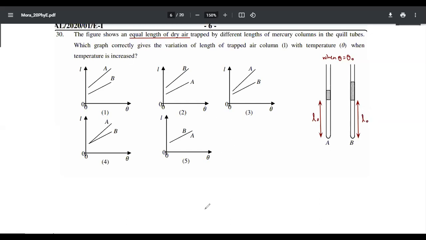Therefore, I will forget about the answers. I'll try to draw my own graph. Put the graph: length versus theta. At a certain value, which is the room temperature, maybe both the graphs have the same length, L naught. Agree with me? That is the first point. They have mentioned in the question that they are starting with the same length. Pressures are different. I totally agree with you. Now pressure will be different inside.